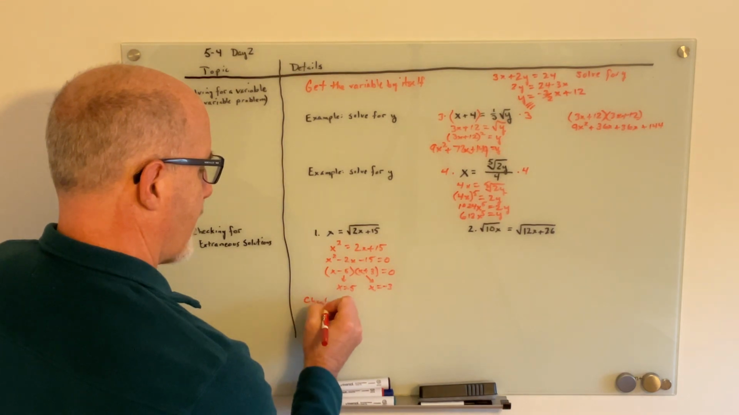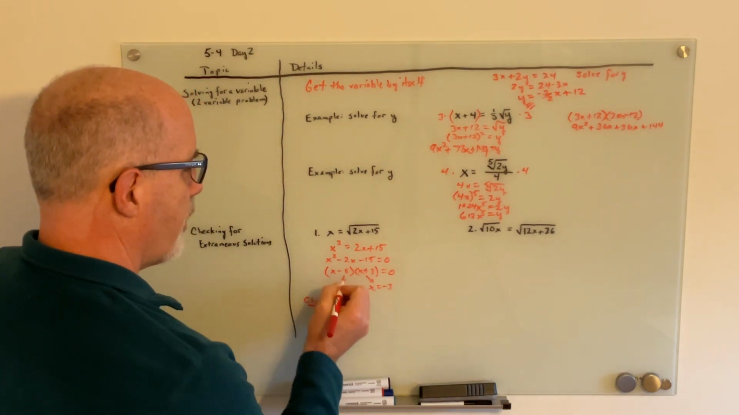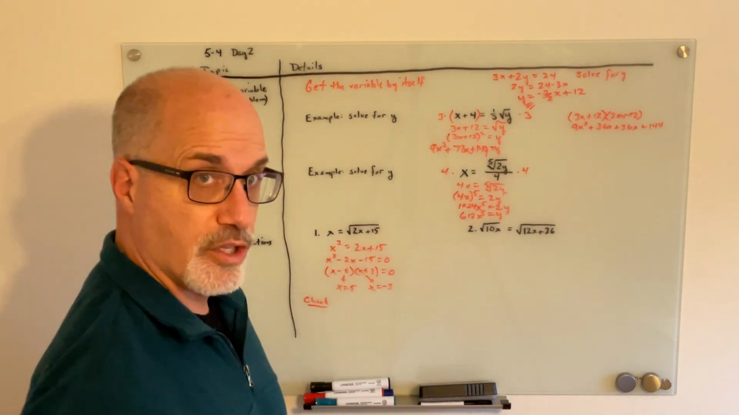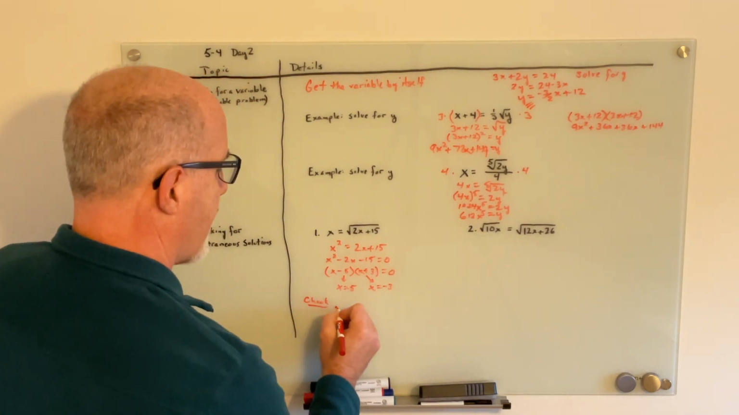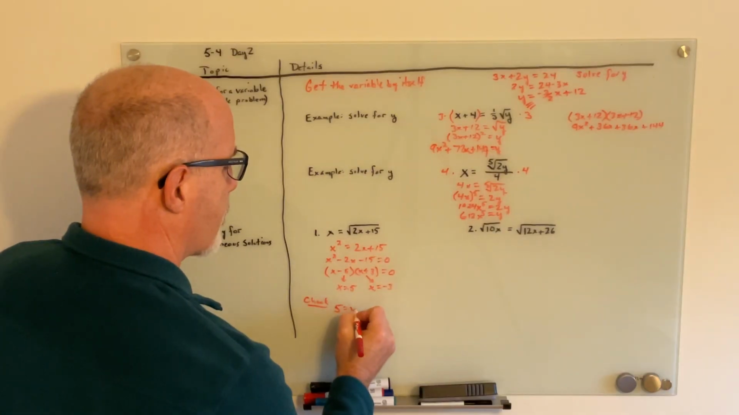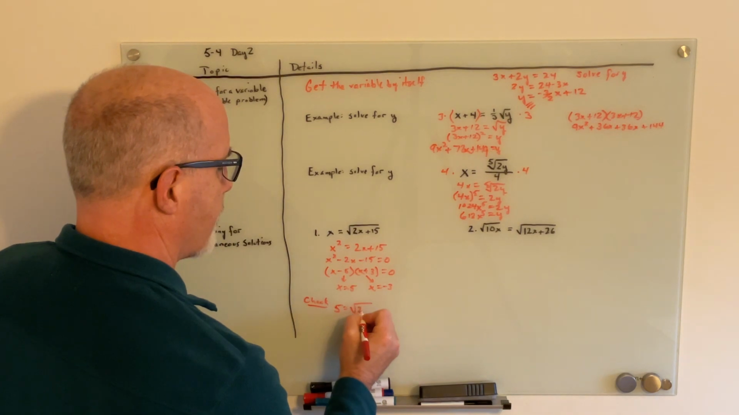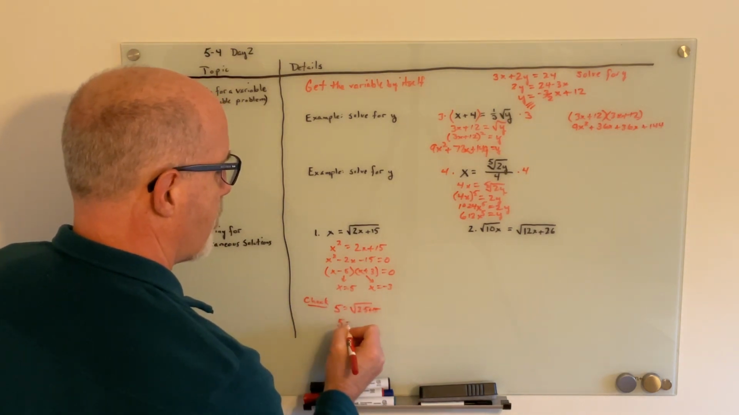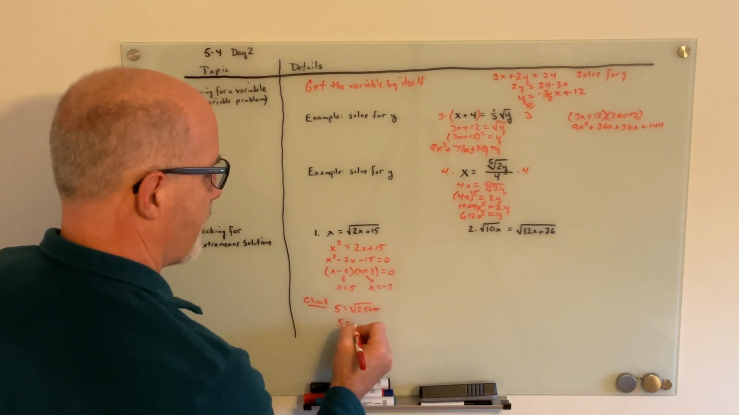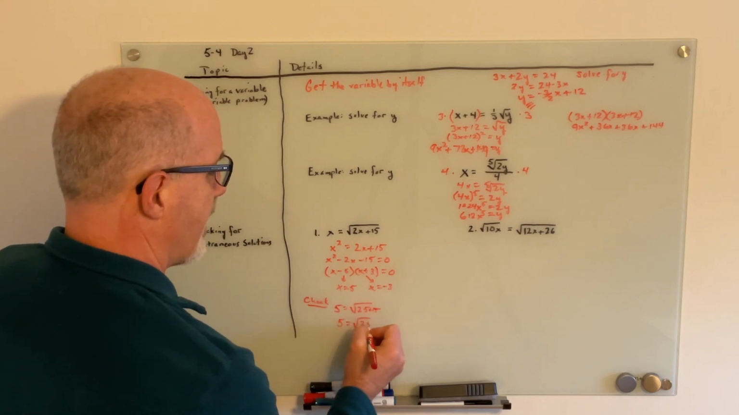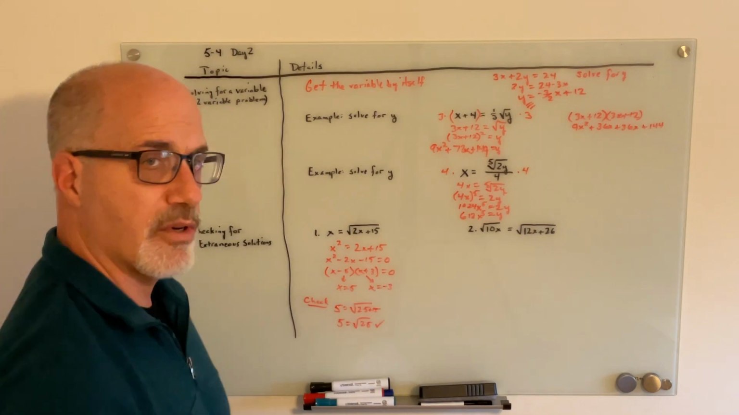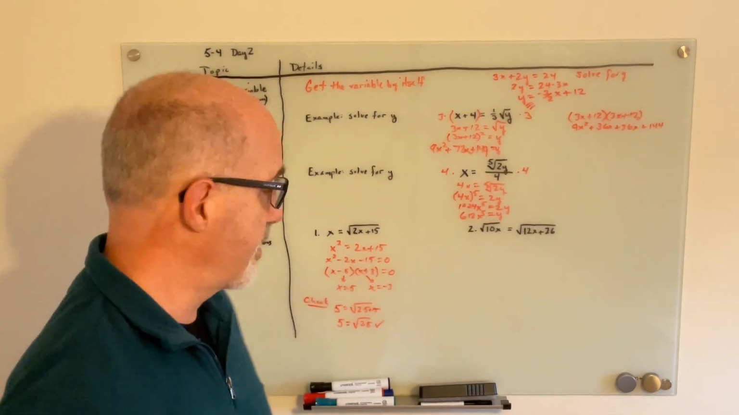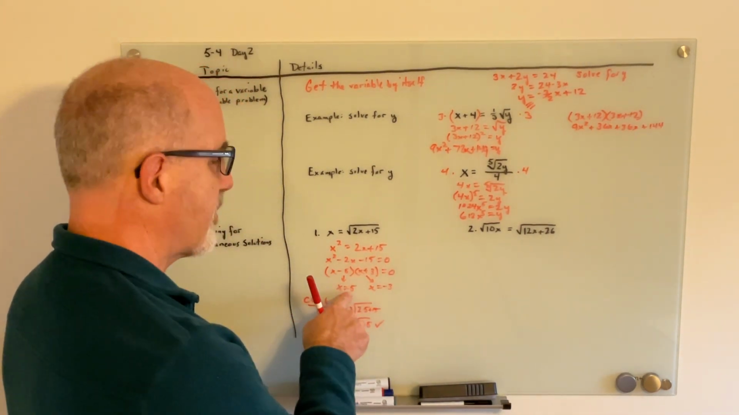So do your check down here. Put in 5 into the original equation. So does 5 equal the square root of 2 times 5 plus 15? Does 5 equal 2 times 5 is 10 plus 15 is 25? Yes, 5 does equal the square root of 25. So that one checks. 5 is an answer.